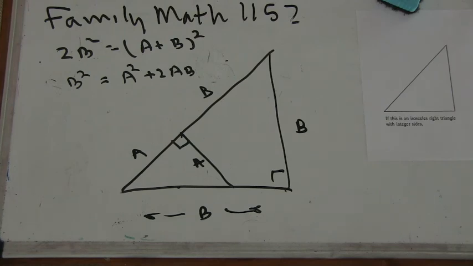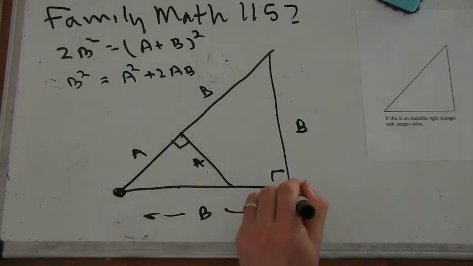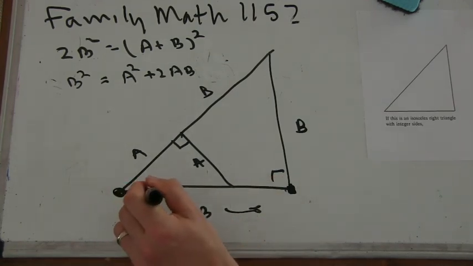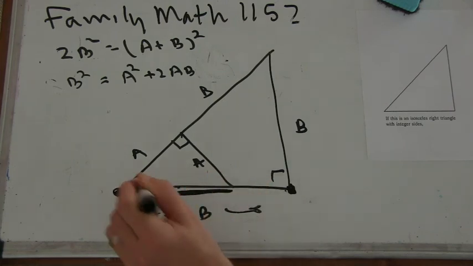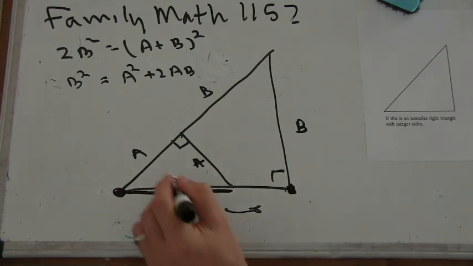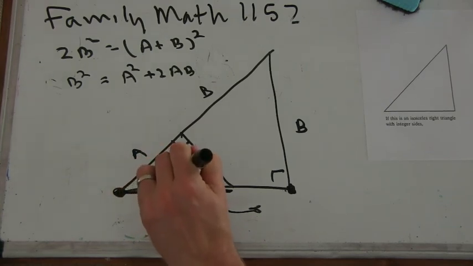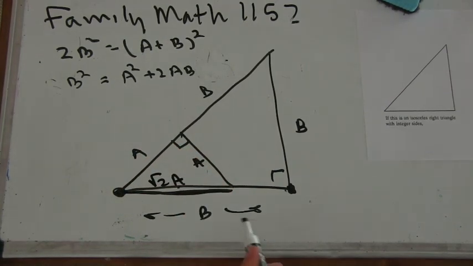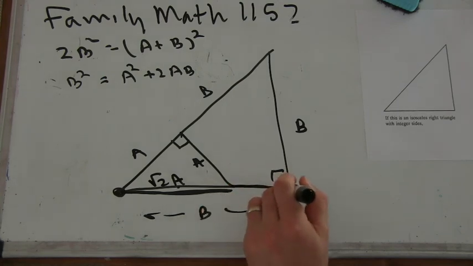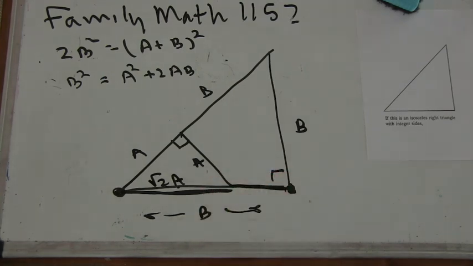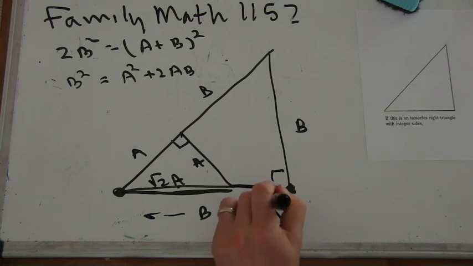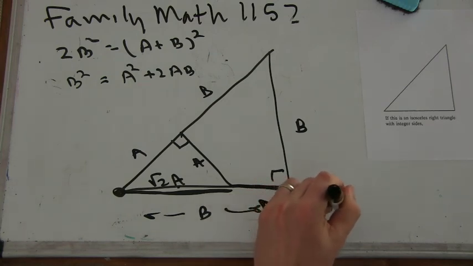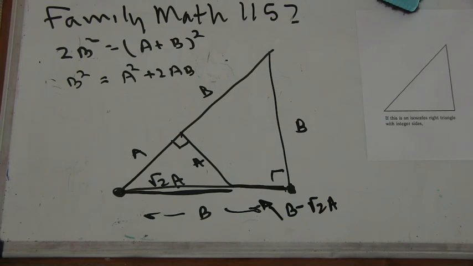Now, this side length here we know is B, right? Yep, that's b. This side length, you already told me, is square root of 2a. And so, yeah, square root of 2 times a. Which means, what is this side length? B minus the square root of 2a. Yeah. Okay. Right.